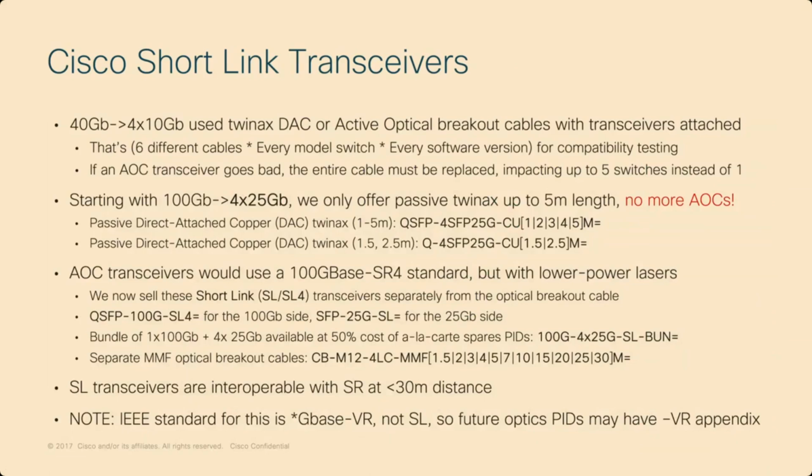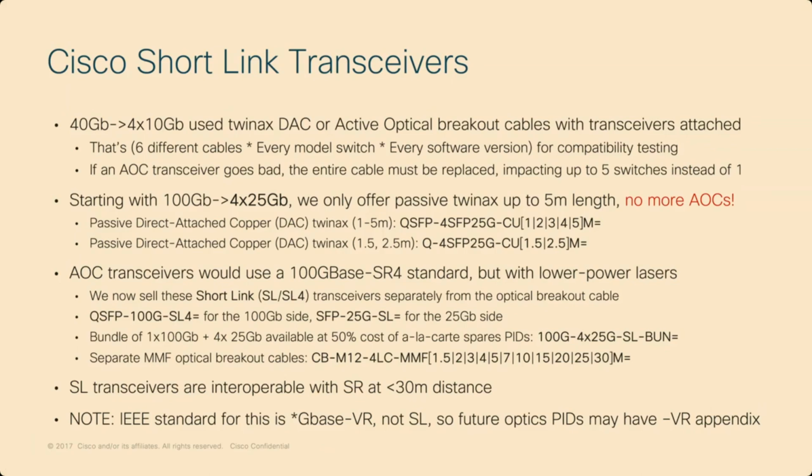Now I mentioned that there's a standard for very short distances, what's called VR, 10G base VR or 100G base VR. Cisco offers these short link transceivers that are basically meant to do the same thing, where basically we start with an SR transceiver and then we just dial down the power on it essentially. So basically it allows us to consume less power and it's because the signal doesn't have to go that far.